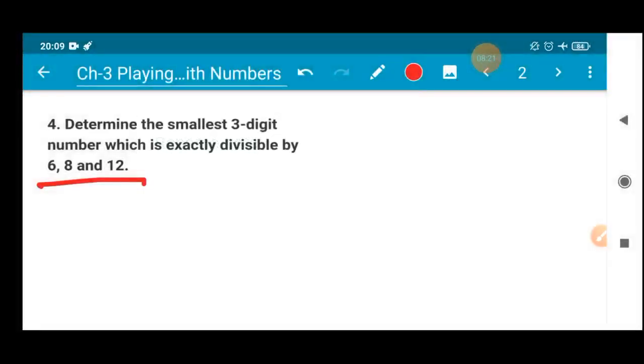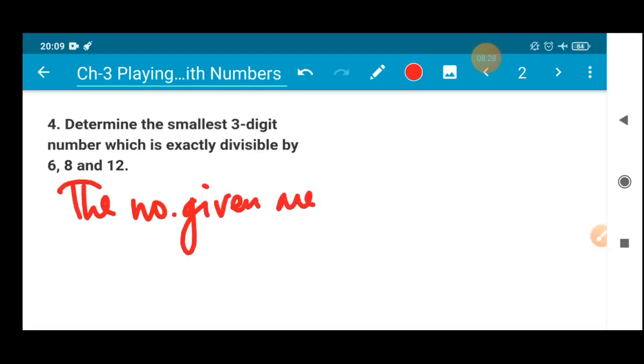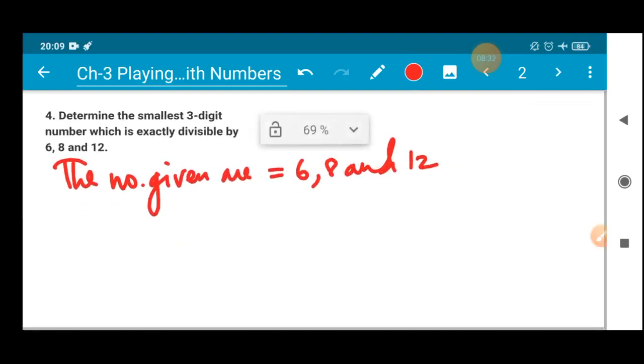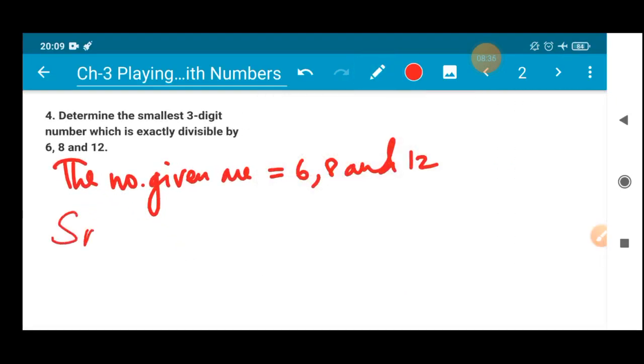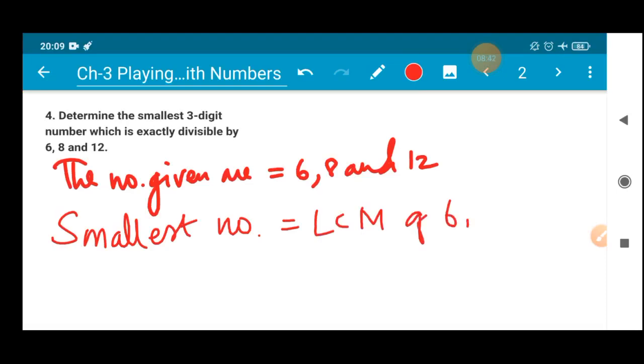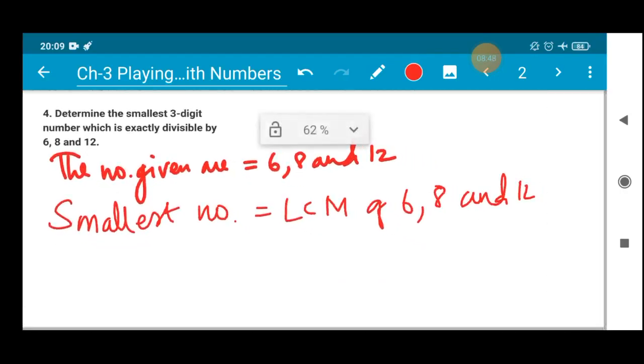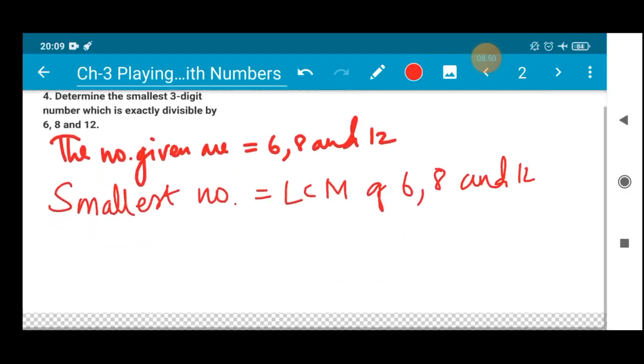So what are the numbers given? Let's write that. The numbers given are 6, 8 and 12, right? So now what we have to find? We have to find the smallest 3-digit number. So we have to find the smallest number, that means the LCM of 6, 8 and 12. Right? So let's start finding.